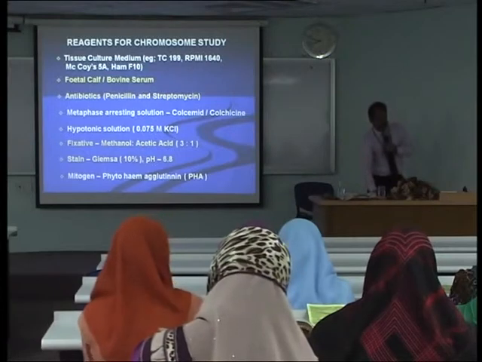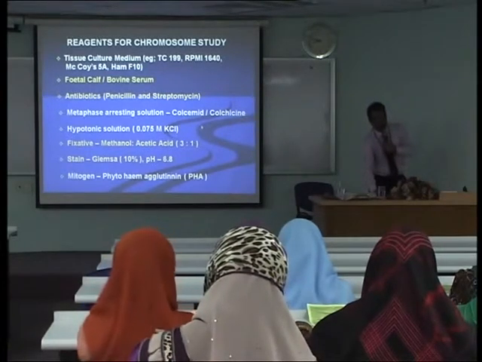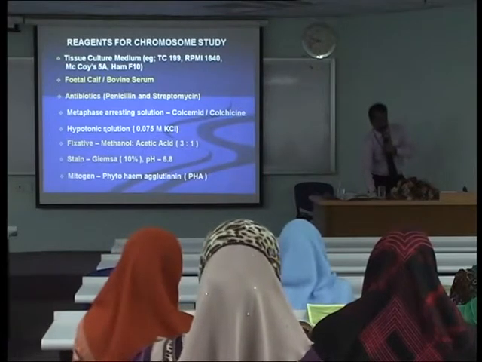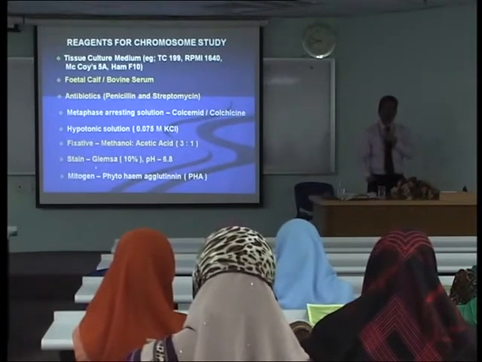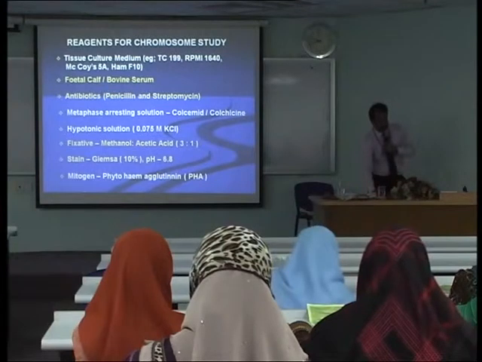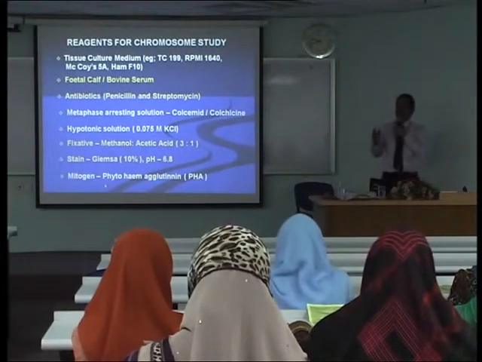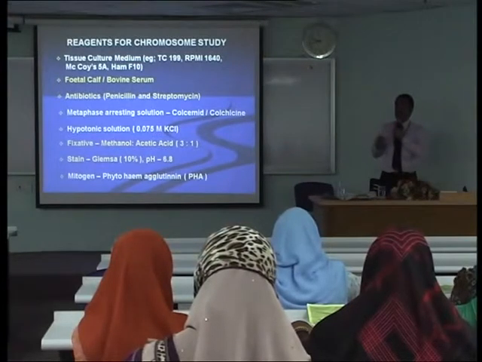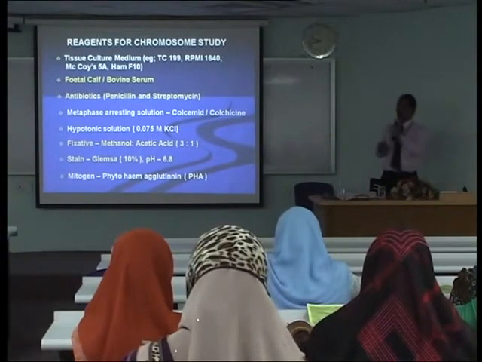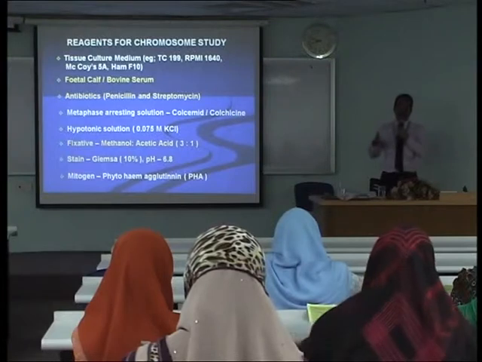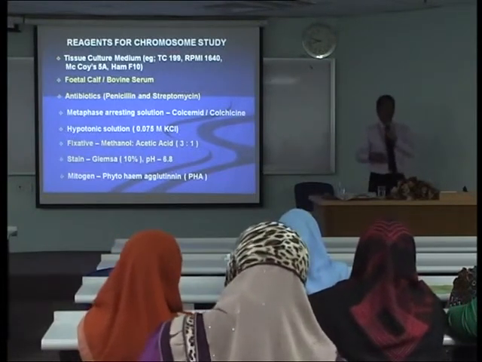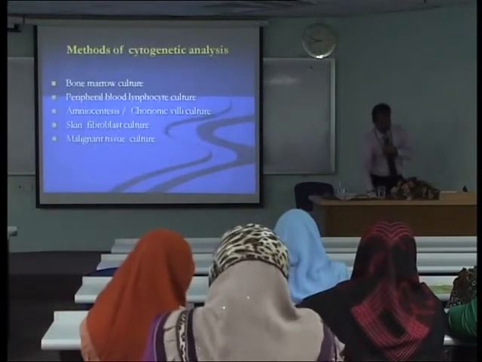Then the metaphases are arrested using colchicine. Then the hypotonic treatment, fixation, everything I have already told you. Then the mitogen. I told you if you want to do chromosome analysis using peripheral blood, the most important thing is don't forget to add mitogen. Mitogen means an agent which induces division. Phytohemagglutinin is the mitogen that is used if we are using peripheral blood.